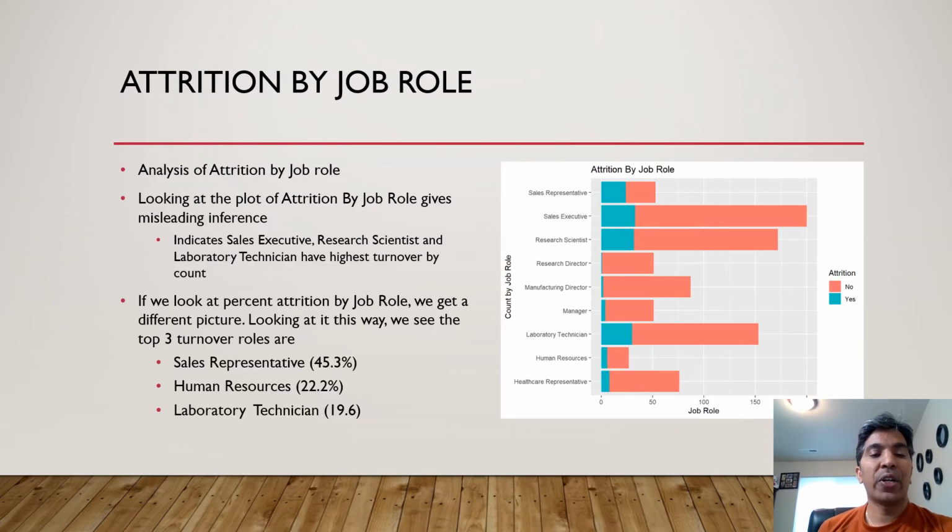Now look at attrition by job role. Looking at the plot of attrition by job role gives a misleading inference, indicating sales executives, research scientists, and laboratory technicians have the highest turnover by count. If we look at percentage attrition by job role, we get a different picture. Looking at it this way, we see the top three turnover job roles are sales representatives with 45%, human resources at 22%, laboratory technicians at 20%.